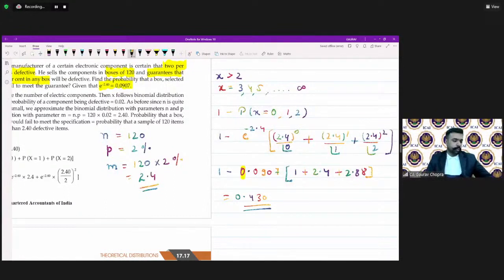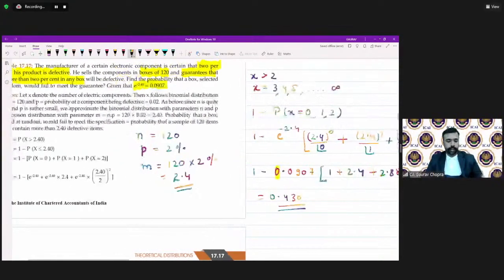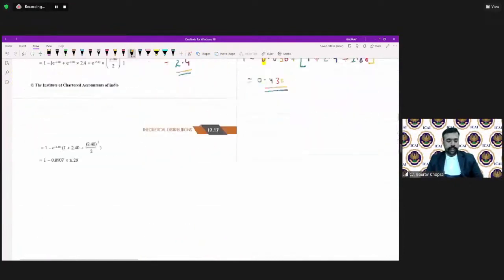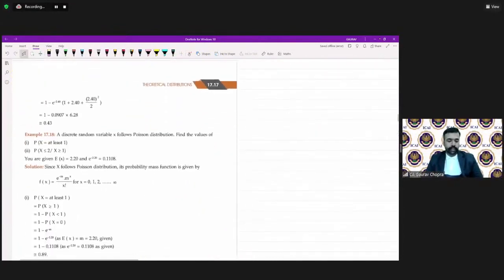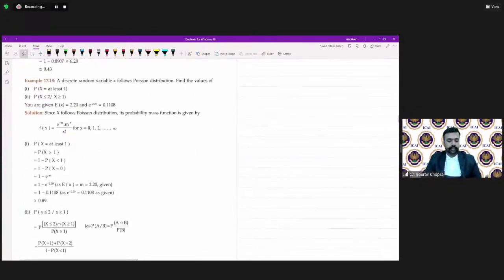So the correct answer is 0.43. Everyone has given it. Shunaya has given, Prashant, Aditya, Chavi, Dhaneshwari, Soumya, Rajshri, Manisha. Everyone has given the answer. Correct. So this is the 17th example. Now we are moving towards the next one, which is the 18th.